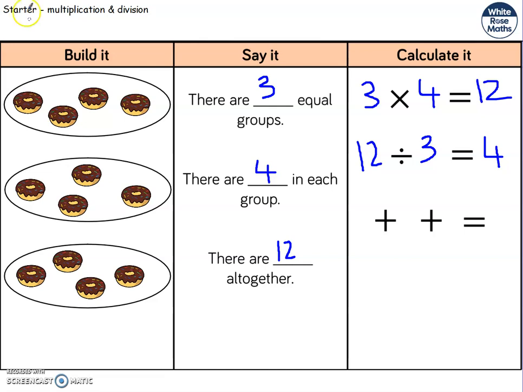We can also show this as a repeated addition sum. So 4, add 4, add 4. So we would have the 4 3 times to represent each plate. So plate 1 plus plate 2 plus plate 3. And we know that that will give us 12. So build it, say it, calculate it.